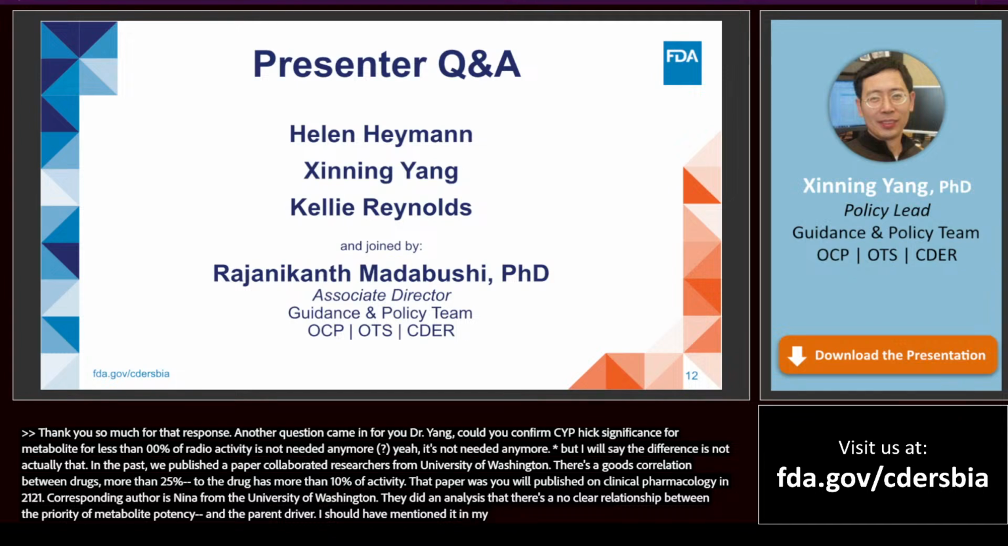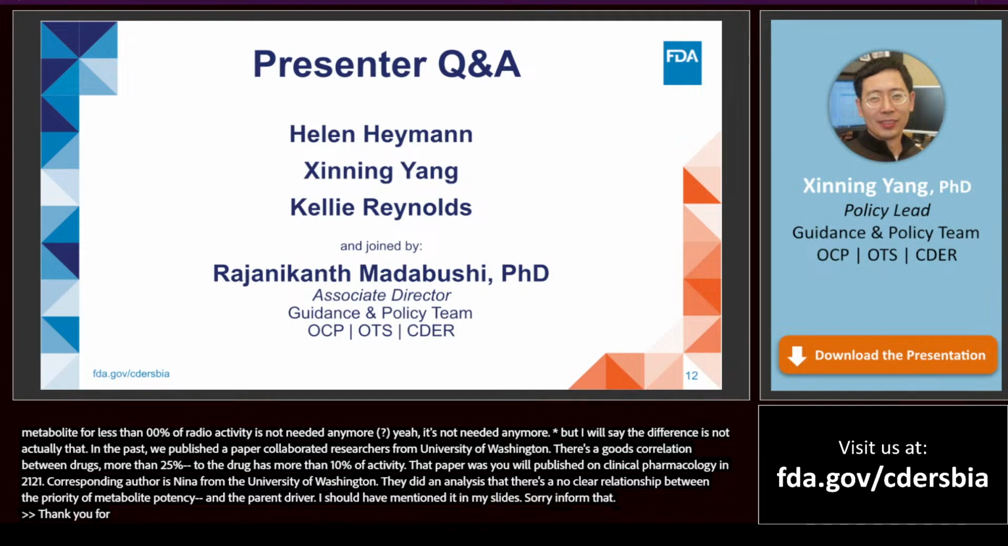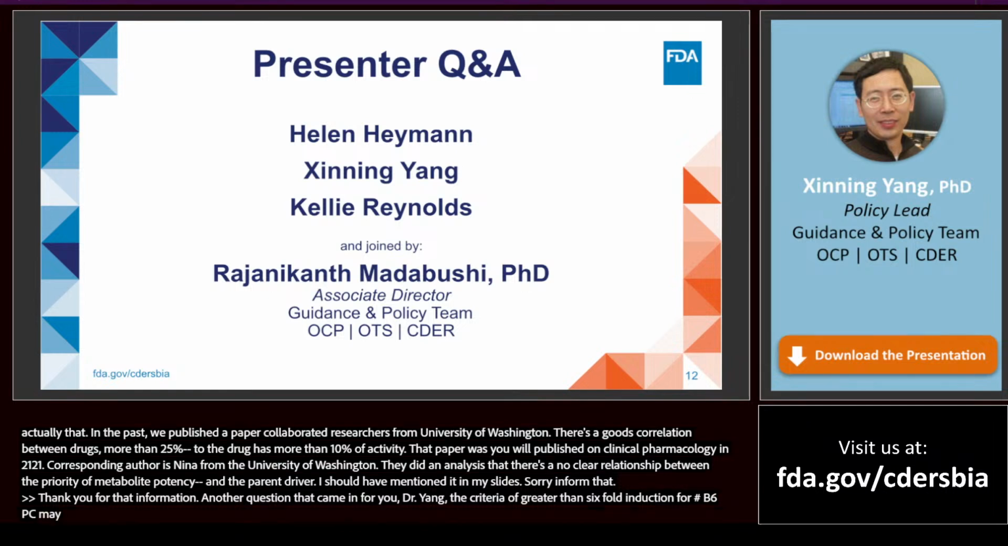Thank you for that information. Another question that came in for you, Dr. Yang. The criteria of greater than six-fold induction for 2B6 positive control may not be attainable for all lots. Should we look at greater than 20% positive control when induction fold is less than six-fold for the positive control?